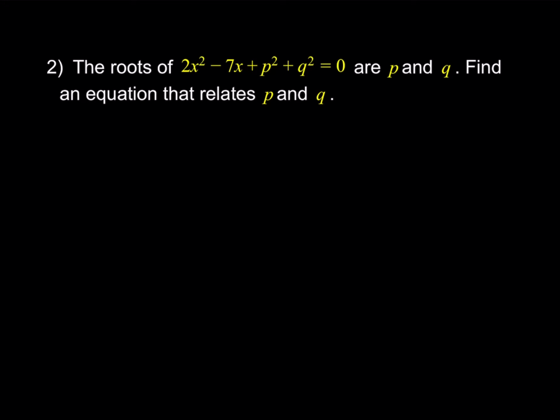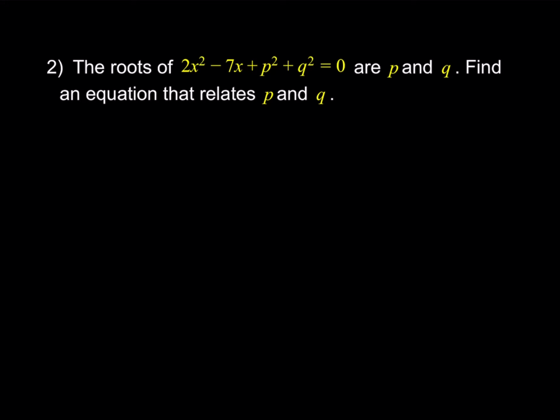Okay, so we have an equation that's given as 2x squared minus 7x plus p squared plus q squared is equal to 0. The roots are p and q, and root is just another word for solution. Find an equation that relates p and q. It was kind of hard to word this problem, so I wanted to make it kind of vague, because if I ask for something specific, the solution method will be more clear. So anyways, what do I know?